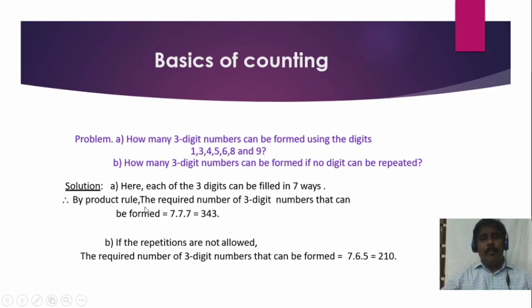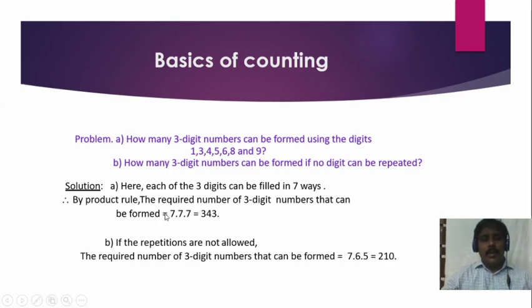So it can be filled in 7 ways. So with the help of the product rule, we can simply say that the required number of 3-digit numbers is 7 into 7 into 7, that is equal to 343 ways. So the solution is 343 ways. Why? Because 3 digits are there, and the total number of digits is 7. So 7 into 7 into 7, that is equal to 343.